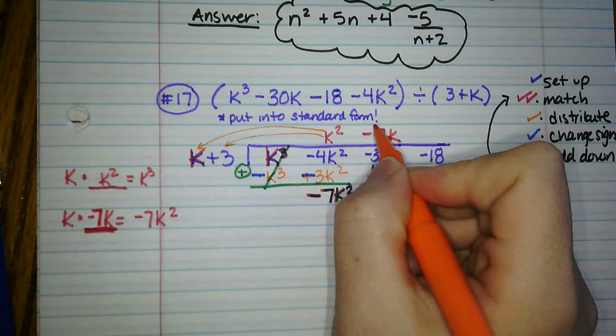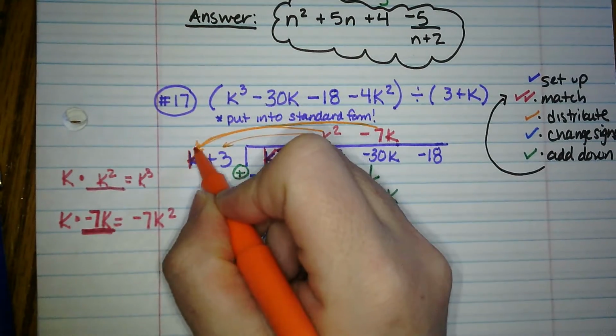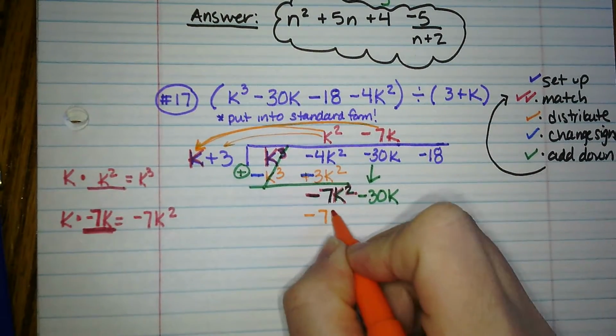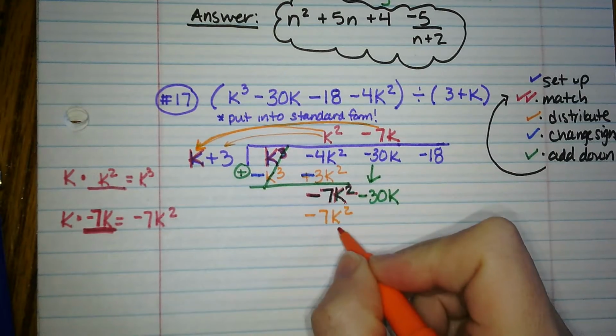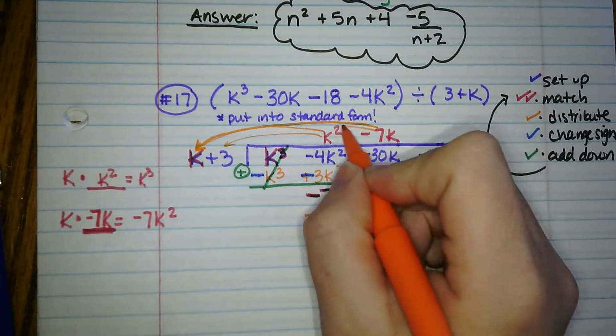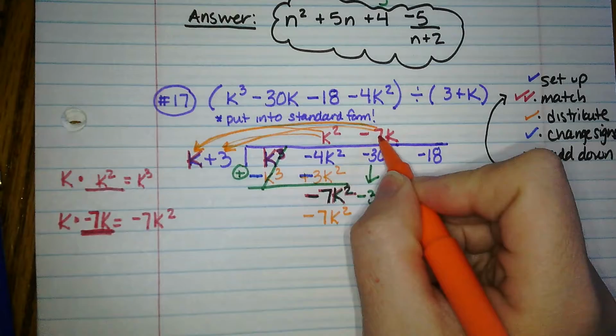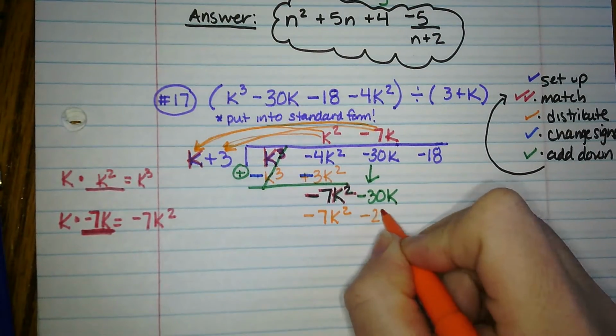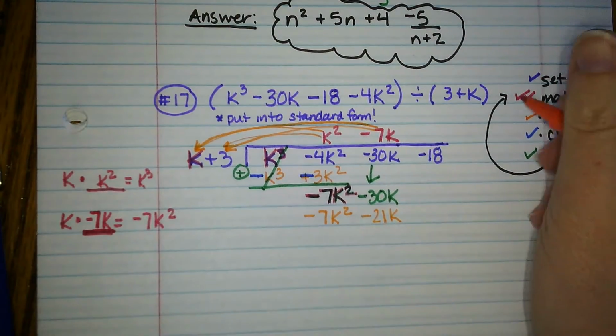I've got to distribute it. So I'm going to take my negative 7k. Got to be careful. Negative 7k times k is negative 7k squared. That's what I want. I want to match. And then negative 7k times 3. Negative 7 times 3 is negative 21 with the k. Distribute done.